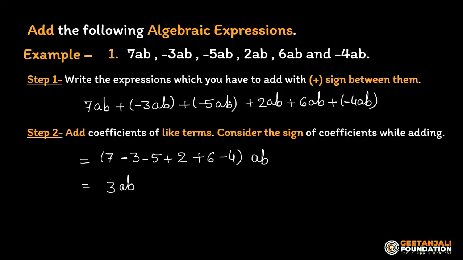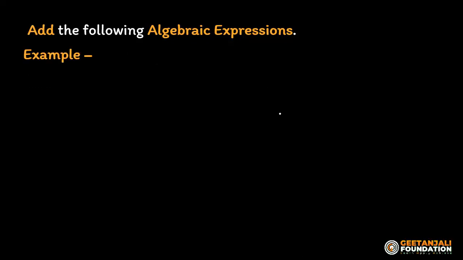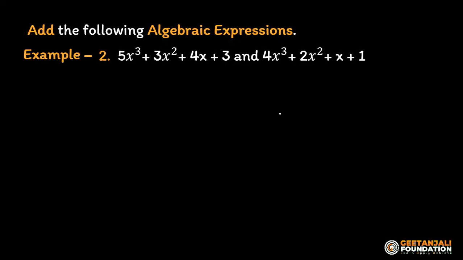So we have added all these given algebraic expressions. You must have understood what steps you have to follow to add algebraic expressions. Let's see a few more examples. In the second example, 5x cubed plus 3x squared plus 4x plus 3 and 4x cubed plus 2x squared plus x plus 1. We have to add these two algebraic expressions.